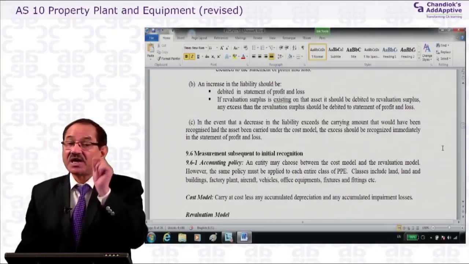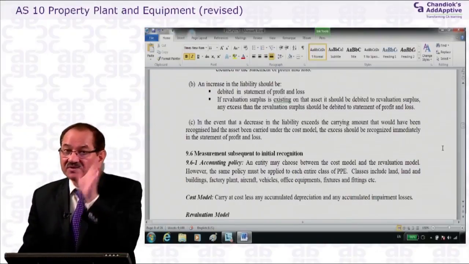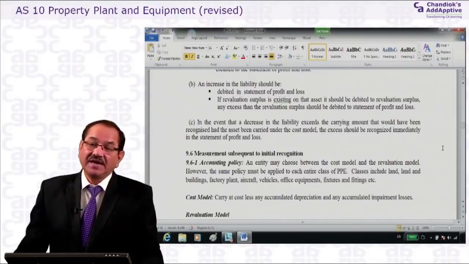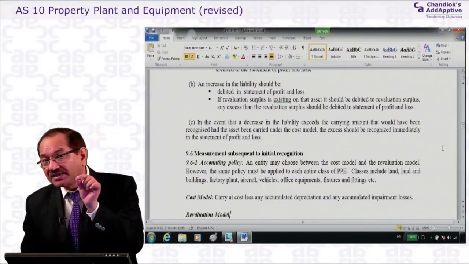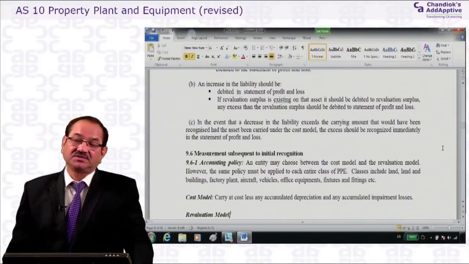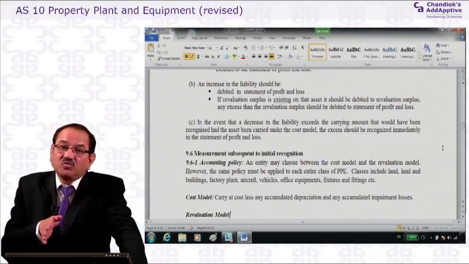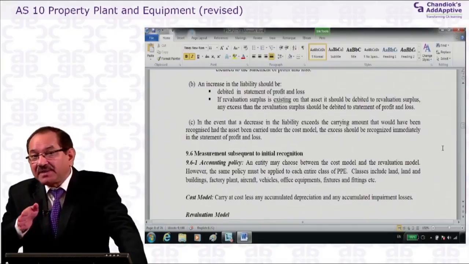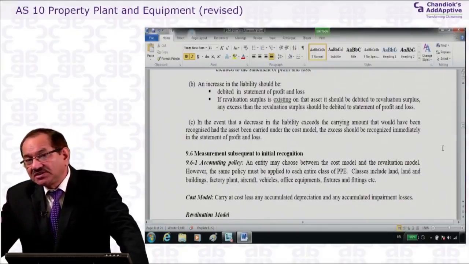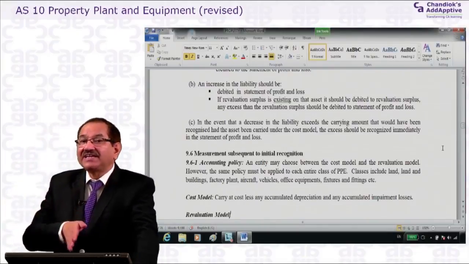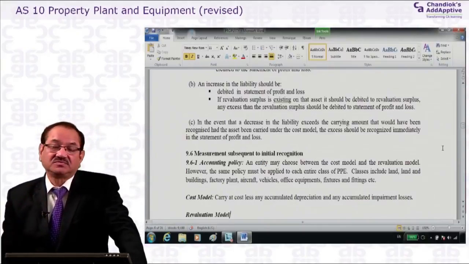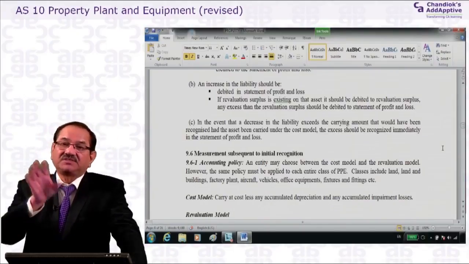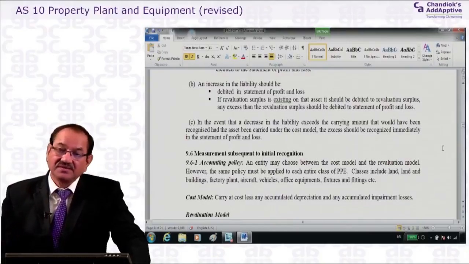It is a matter of accounting policy. And management has to make a selection of that accounting policy. Whether they want to carry the asset, this plant and machinery, in the balance sheet at cost, or they want to carry it at revalued amount. And this is a policy decision which the management has to take.